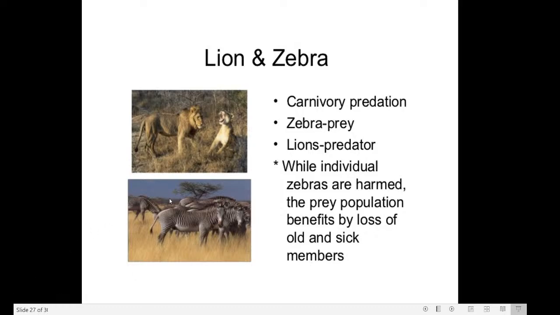Then carnivore predation. In carnivore predation, the lion and zebra are the example. The zebra is the prey, lions are predators. Zebras are harmed by the lions. This is the most common example. Likewise, some other examples are available in this concept, carnivore predation and herbivore predation.